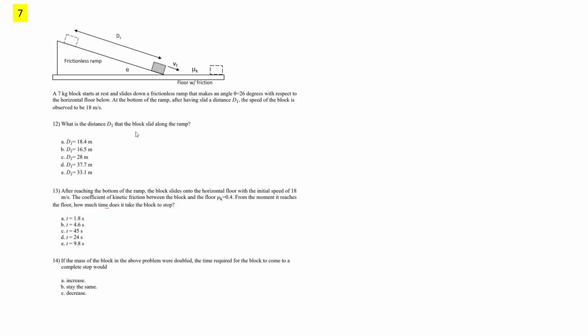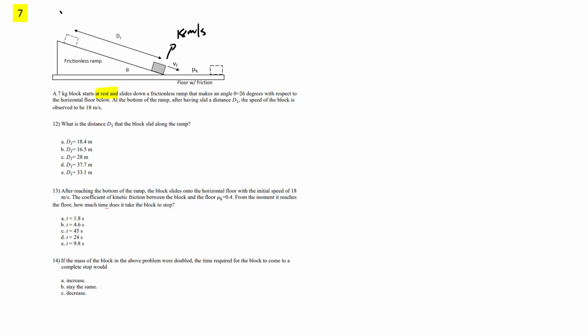All right, here's problem 7. We have a 7 kg block that starts from rest and slides down a frictionless ramp that makes an angle of 26 degrees with respect to the horizontal floor below. At the bottom of the ramp, having slid a distance d1, the speed of the block is observed to be 18. So that's right over here. This is 18 meters per second. Question 12 says, what is the distance d1 that the block slid along the ramp?